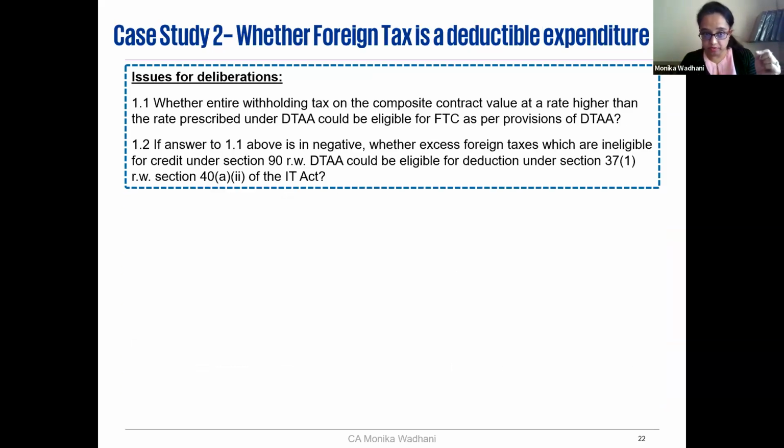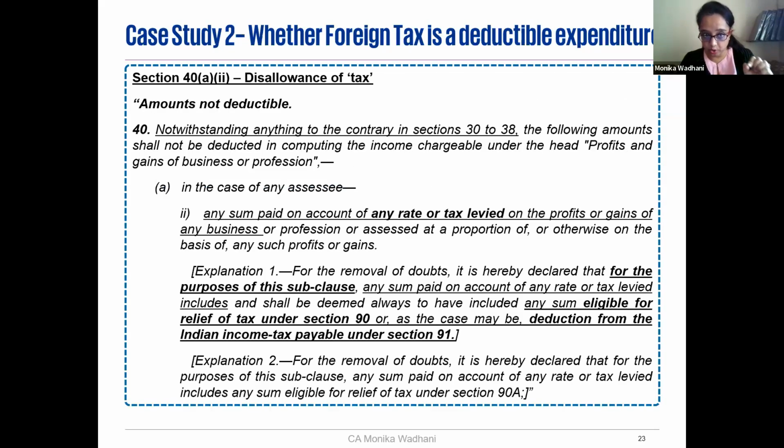So section 37(1) is a general section which provides a deduction. There is section 48(2) which says that certain amounts shall not be deductible, and 48(2) talks about disallowance of tax. The way it reads is that it starts with a non-obstante provision: notwithstanding anything to the contrary in sections 30 to 38, the following amount shall not be deducted in computing the income chargeable under the head profits and gains of business and profession.